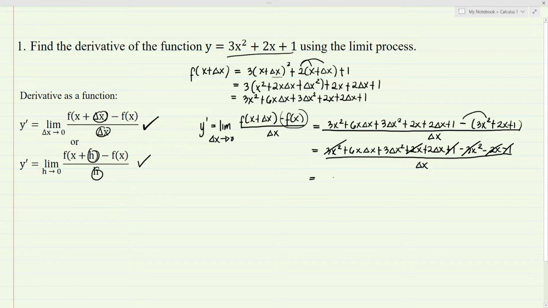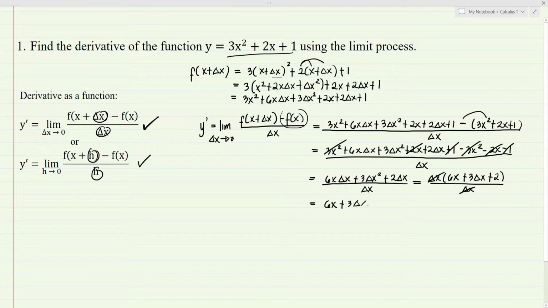So I will be left with 6x delta x plus 3 delta x squared plus 2 delta x divided by delta x. Now, to further simplify this one, I can factor out a delta x in the numerator. I would have here delta x times 6x plus 3 delta x plus 2 divided by delta x. I can cancel now this delta x here. So its simplified form would be 6x plus 3 delta x plus 2.